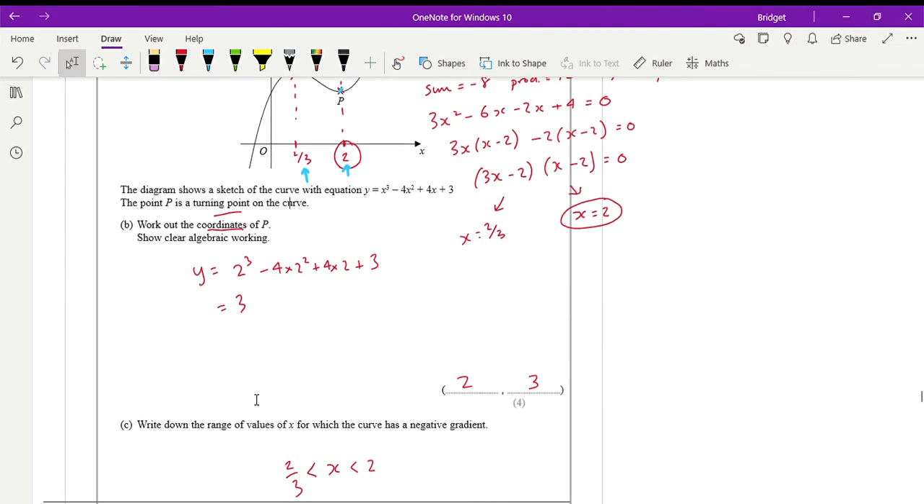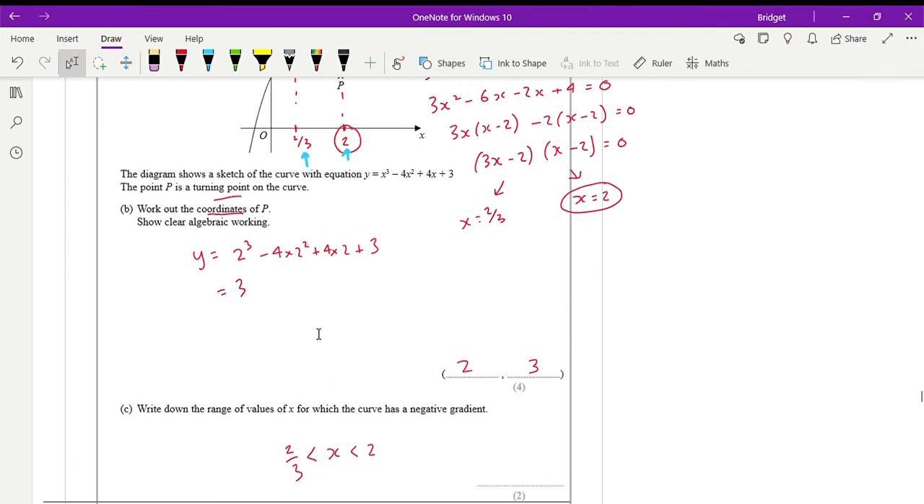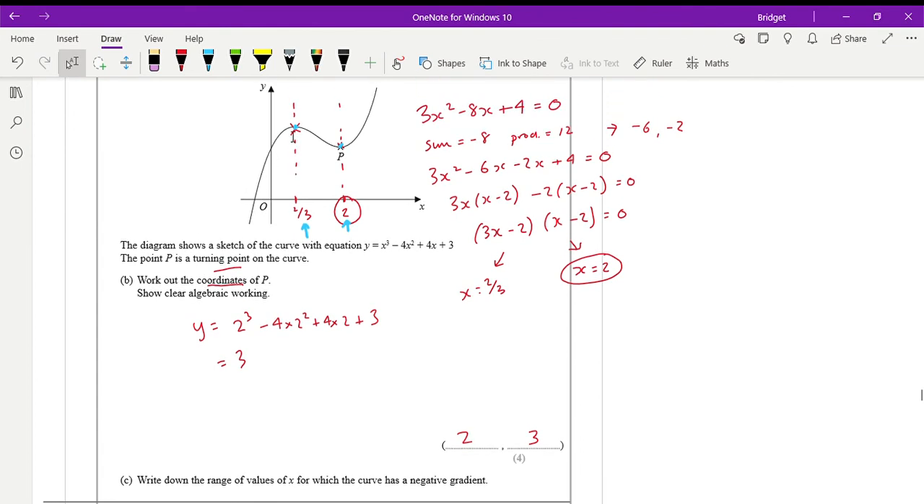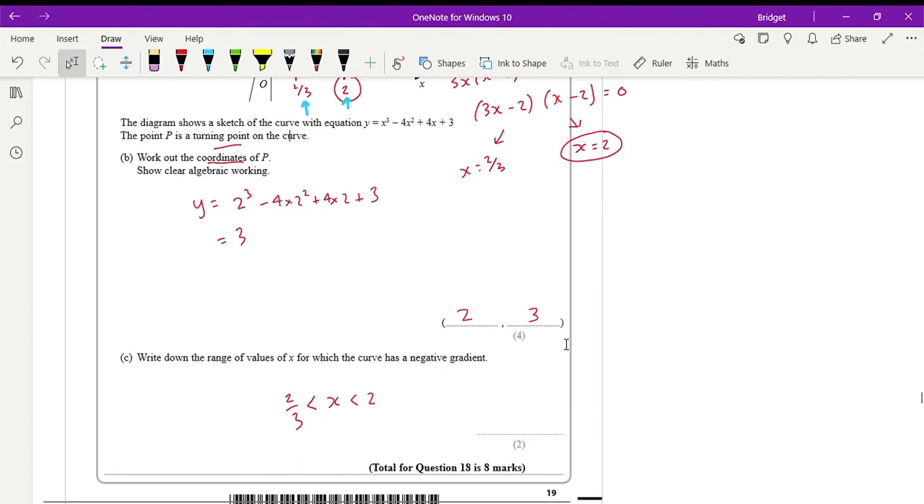And then part C, the range of x values when the curve has a negative gradient, you just take that from the graph. So we already know that that point's 2/3, that point's 2. The only time when the curve is going down, that's when the gradient's negative, is between those 2 points, okay, which gives me that answer.